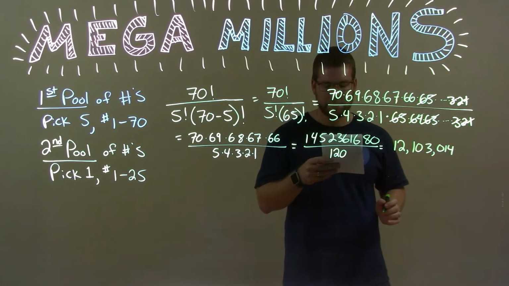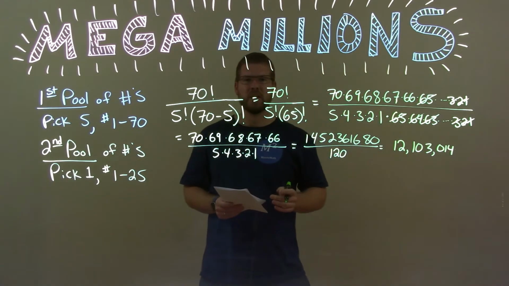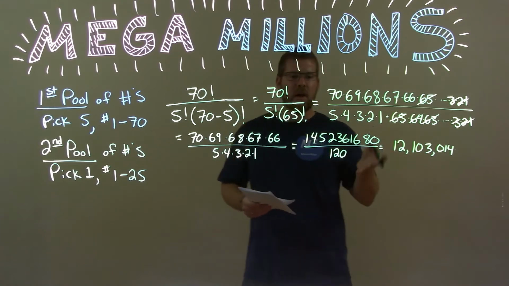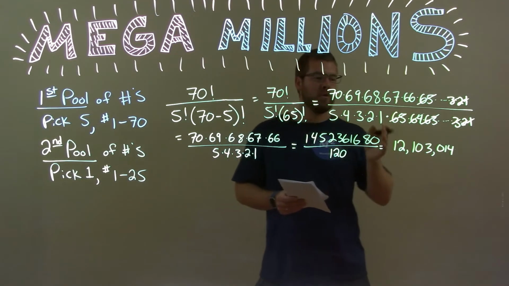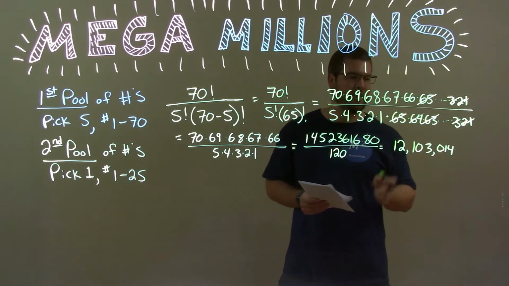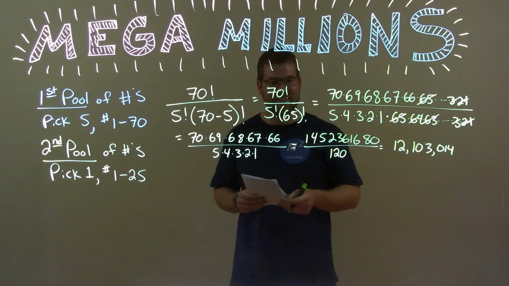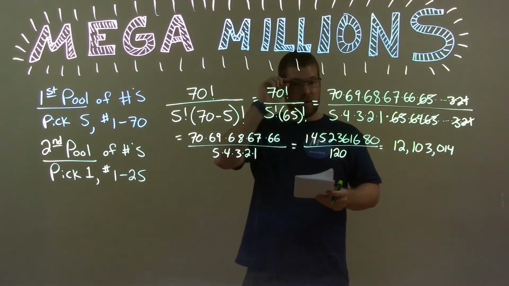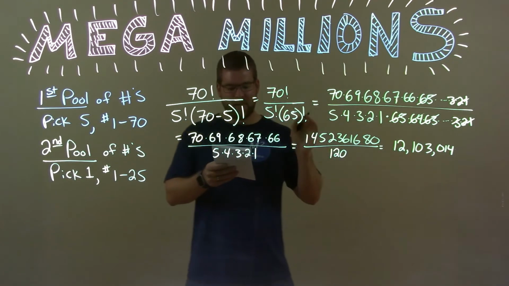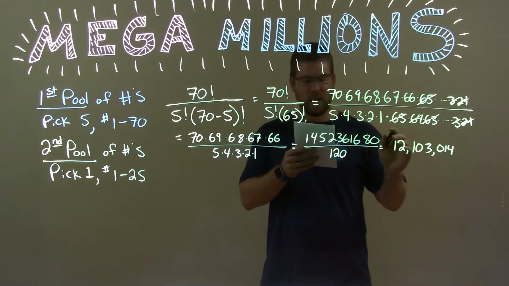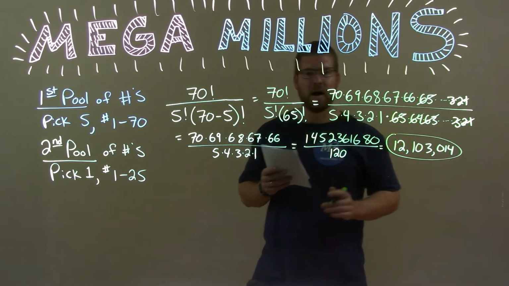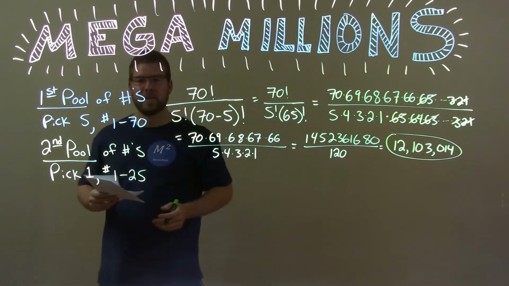12,103,014. All right? But what does that mean, right? That's a 1 in 12,103,014 chance of picking the first 5 numbers correctly, okay? So that's our 1 in that chance of getting the first 5 numbers. So we're going to keep this number in our back pocket there, okay? Now we're going to look at the second pool.